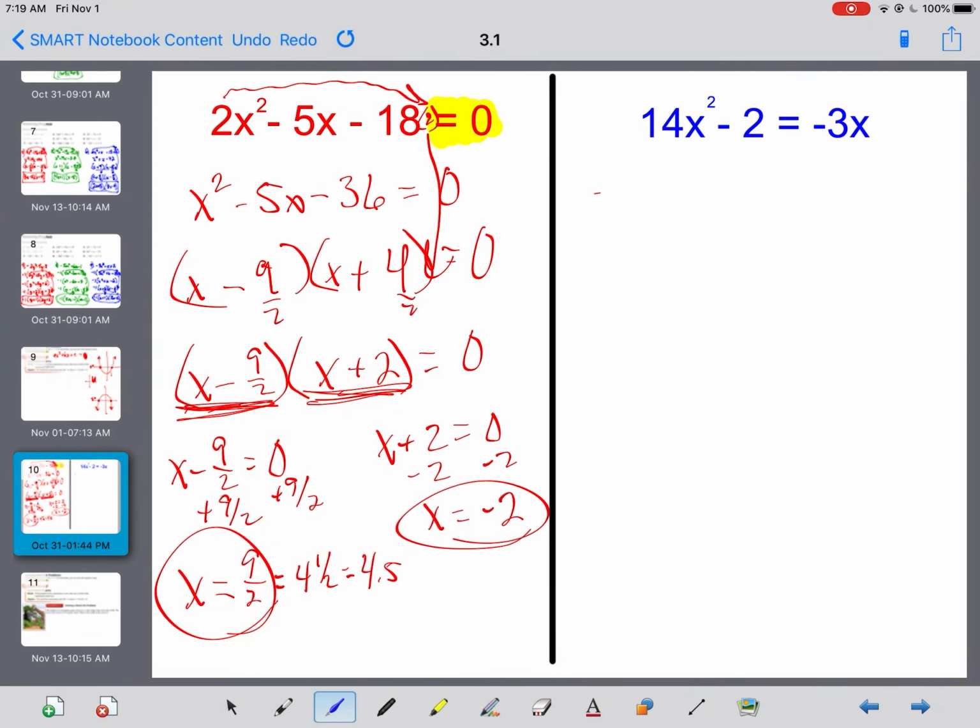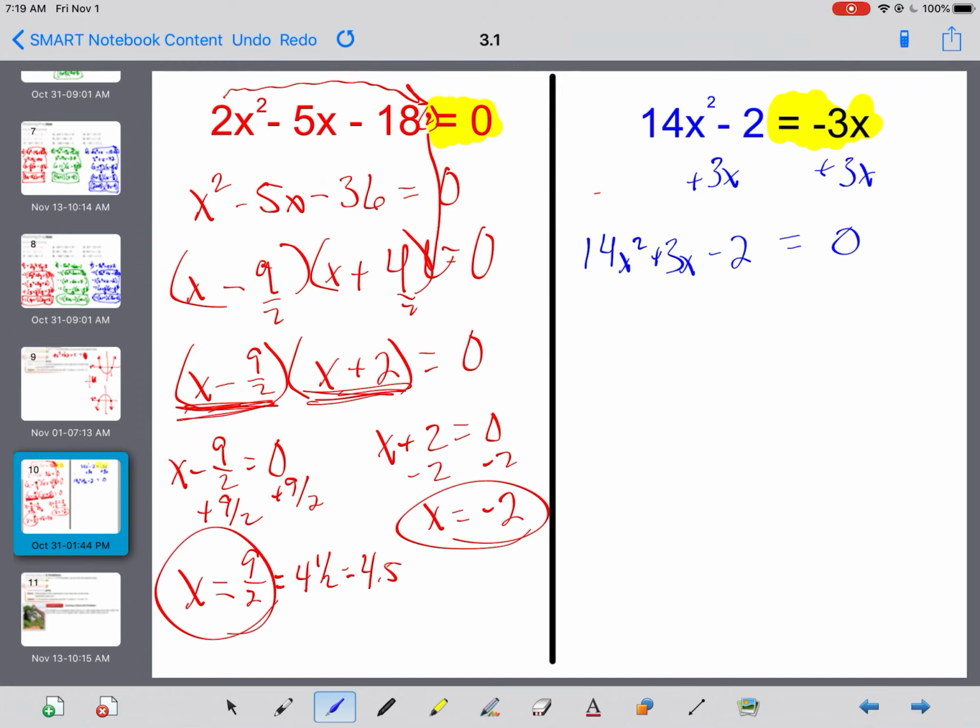Now, if we switch to the blue problem, we've got 14x squared minus 2 equals negative 3x. This time, it doesn't equal 0. So move your 3x so it's not on that side. This side turns into 0, and over here I've got 14x squared. I should put the 3x in the middle. The linear term always goes in the middle, constant at the back, squared at the front.